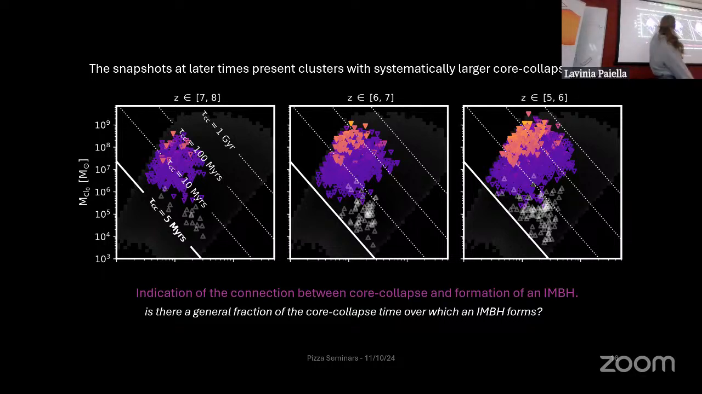You see that here, for example, it's cut around 100 million years, while here it's cut around 1 giga-year. And we think that this may be a hint of the fact that the core collapse time is really the time on which IMBHs are formed, or at least the time on which an IMBH is formed in massive clusters may be a fraction of the core collapse time. We are wondering whether there is a common fraction of the core collapse time on which these IMBHs form for different clusters. But this is an open question.